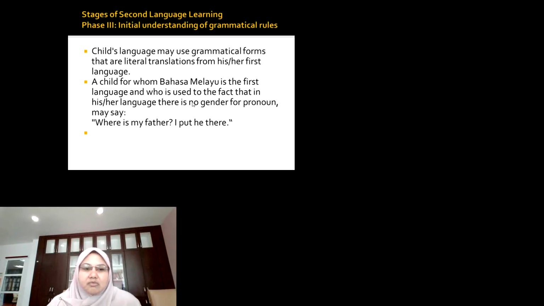So for example, in this answer given by the child, "Why is my father, I put he here or there." You see here, the word him has been omitted, has been dismissed by the child, because they don't know him or he, or she or her, because of that gender.